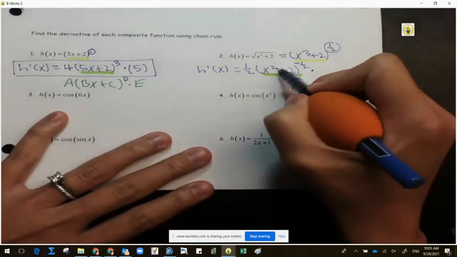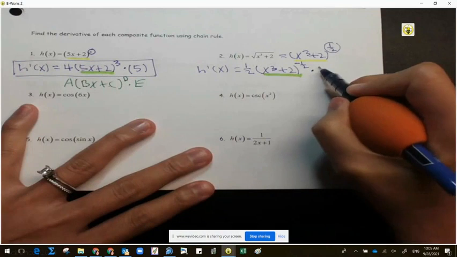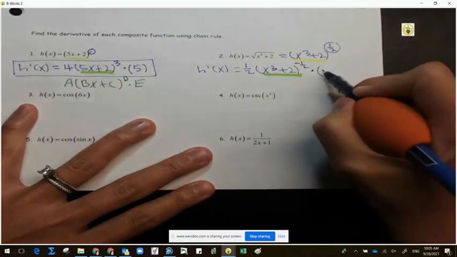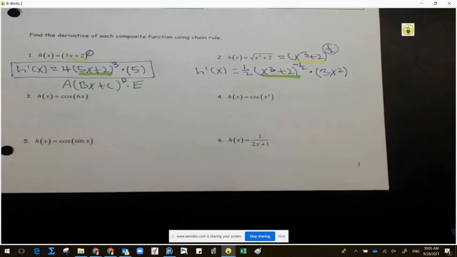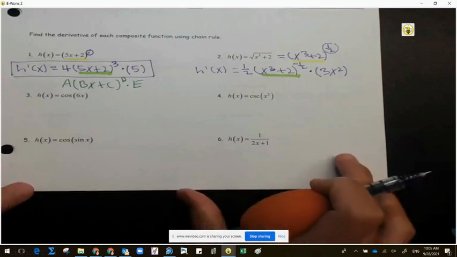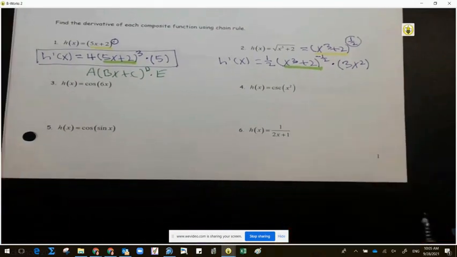Oh, did y'all realize I wrote the wrong thing? That was actually cubed, right? So x cubed is now how many? 3x squared. And that's all you need to do. And I'm going to go ahead and skip to number 6 so that we're in the same category. Let's all go to number 6.